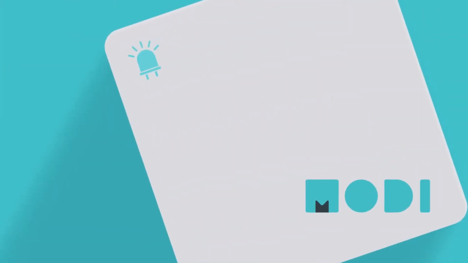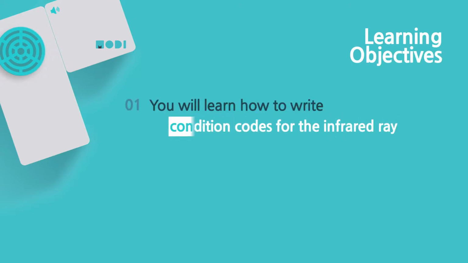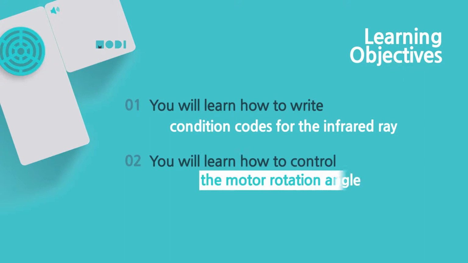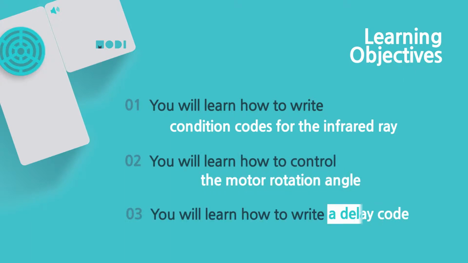Today we are going to make a smart garbage can that opens automatically when you go near it. While making this creation, you will learn how to write condition codes for the infrared ray and how to control the motor rotation angle. You will also learn how to write a delay code.